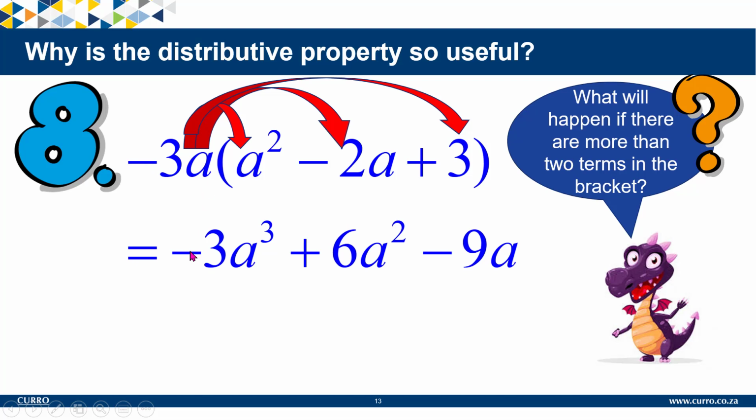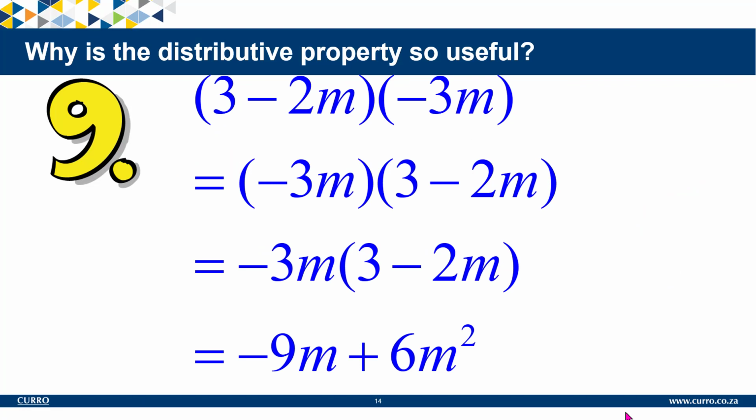Negative times a positive is a negative. 3 times 1 is 3. A times a squared is a cubed. Negative times a negative is a positive. 3 times 2 is 6. A times a squared. And negative 3a times positive 3 is negative 9a. We cannot simplify this further as these 3 terms are unlike. In this example, we've got a bracket times a bracket.